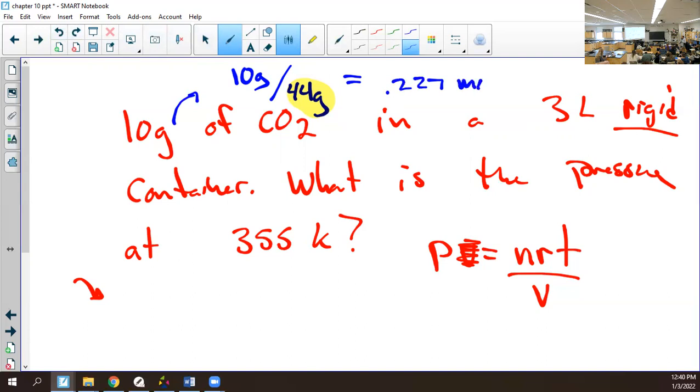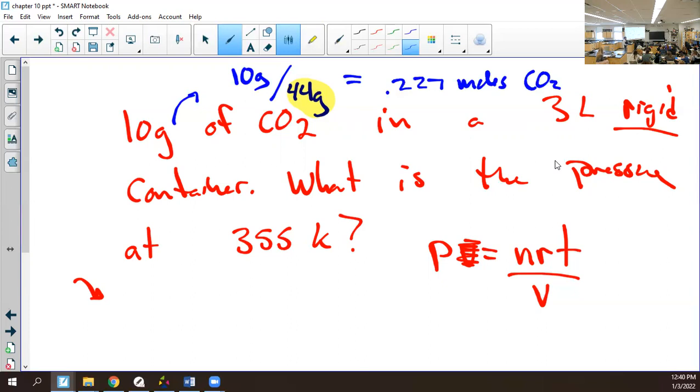And I'm going to just write moles CO2. You okay with that? Why do I need moles? Tell your partner. Okay, what letter is the moles representing? N. N must be moles every single time. Okay, here we go. So I'm just going to say 0.227 moles of CO2 are in a 3-liter rigid container. What is the pressure at 355 K?